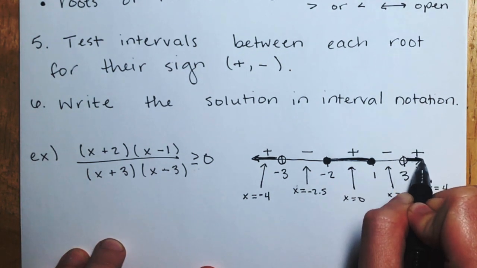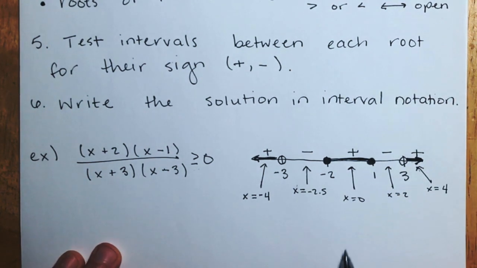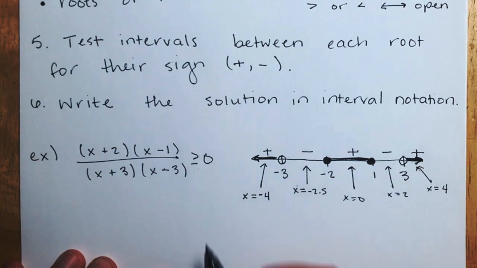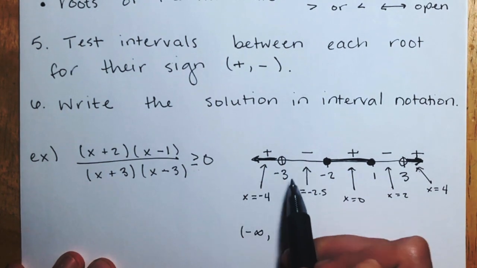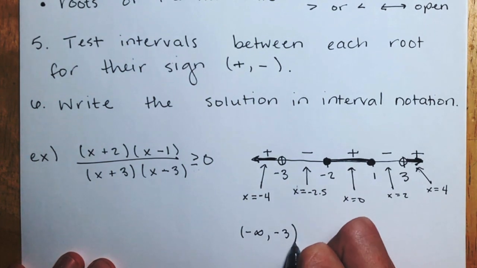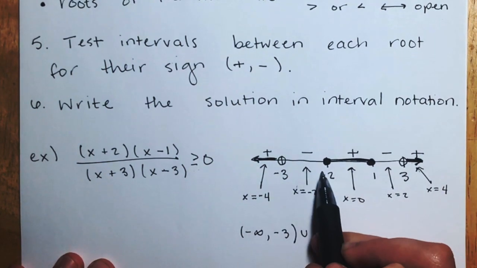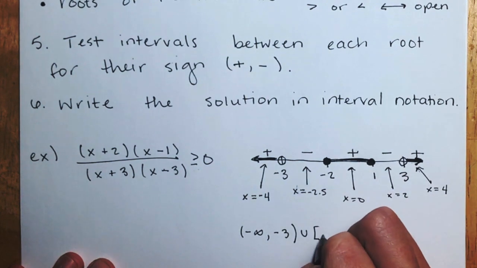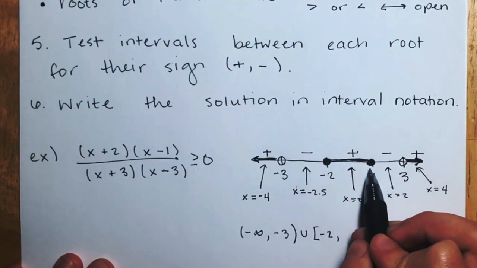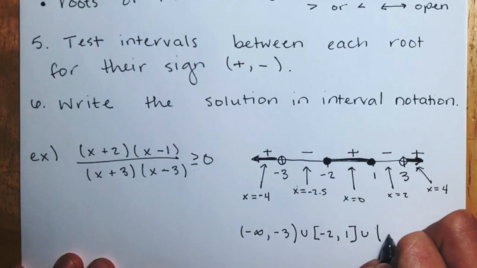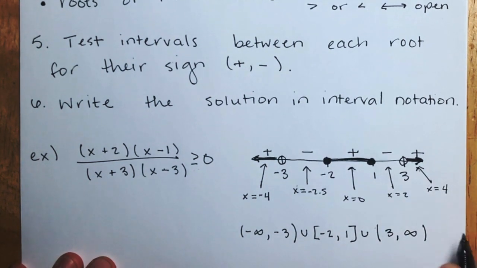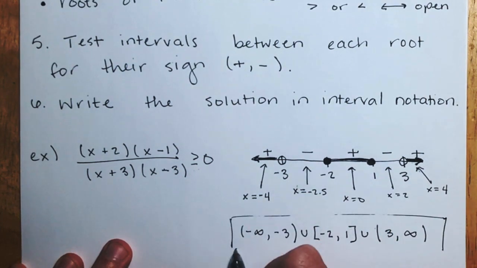And then in order to finish, we've got to give the solution in interval notation. So let's go ahead and do that. Looks like we're starting at -infinity, continuing up to -3, but not including it. Taking a break, starting again at -2, and yes, including it. Moving all the way up to 1, including it, starting at 3, and continuing up to infinity. So this is my answer.